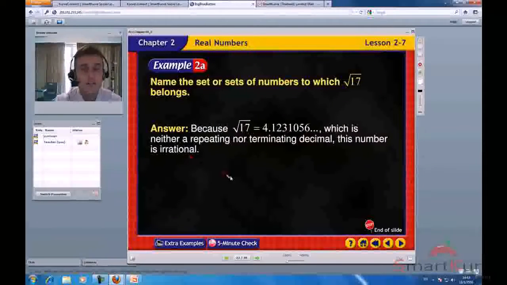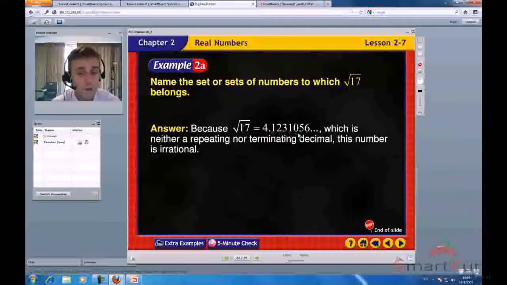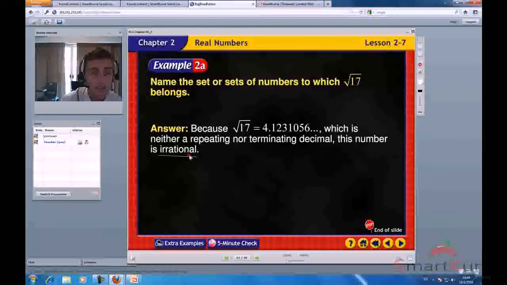Name the set or sets of numbers to which root 17 belongs. Because root 17 is 4.123 and so on, which is neither a repeating nor a terminating decimal, this number is irrational. If it is neither a repeating nor terminating decimal, it is an irrational number. 4.1231056 continues on into infinity, and therefore is irrational.